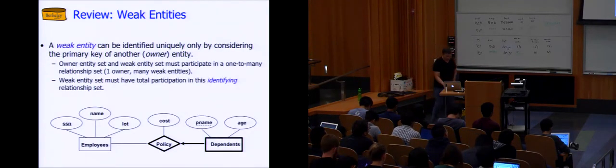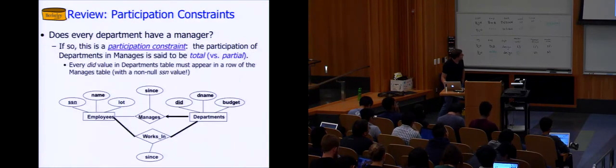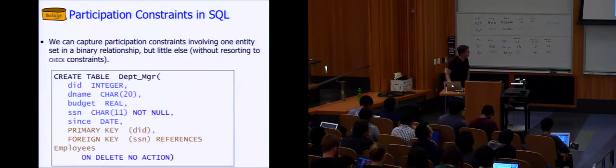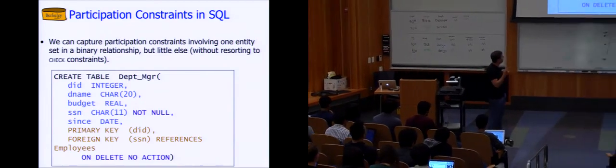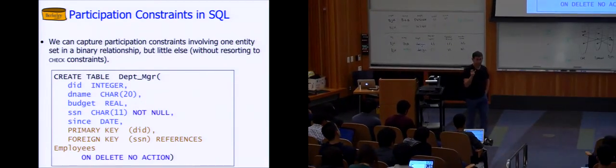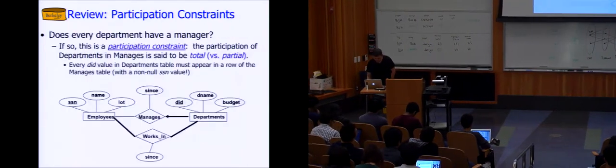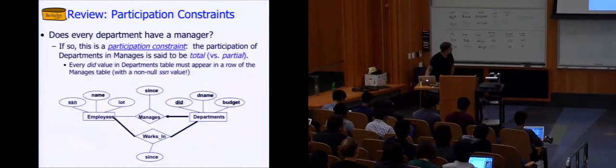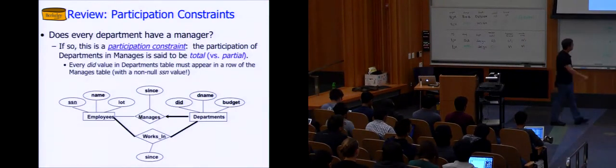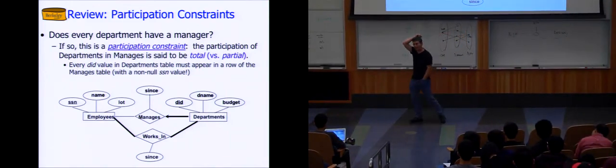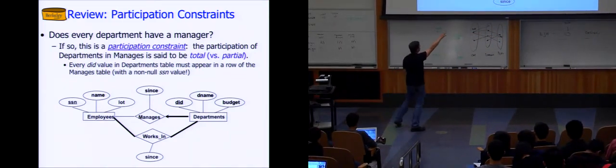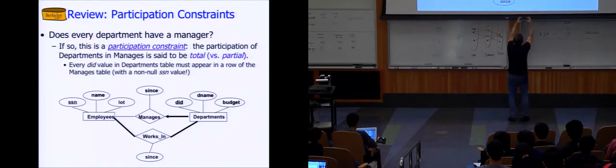Well, I should make one more point. This trick with depth manager and not null worked because it was a binary relationship with one participation constraint on one side, right? If you go back to the picture, notice that the manager's relationship has a dark edge on it, but it's only got a dark edge on one side, and it's a binary relationship. So we can take departments and managers and smash them together into one relational table, and it's all good.